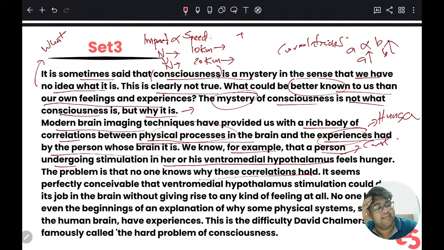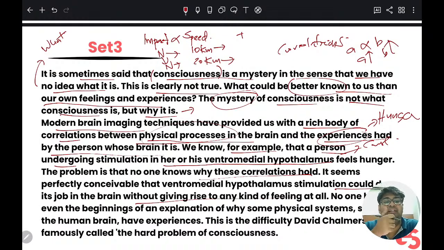Let's say when the hypothalamus, or the ventromedial hypothalamus, stimulates, this person feels hunger, and it does that all the time. Why is it like that? That is the problem. We don't know. It seems perfectly conceivable that ventromedial hypothalamus stimulation could do its job in the brain without giving rise to any kind of feeling at all. It is just doing its job.